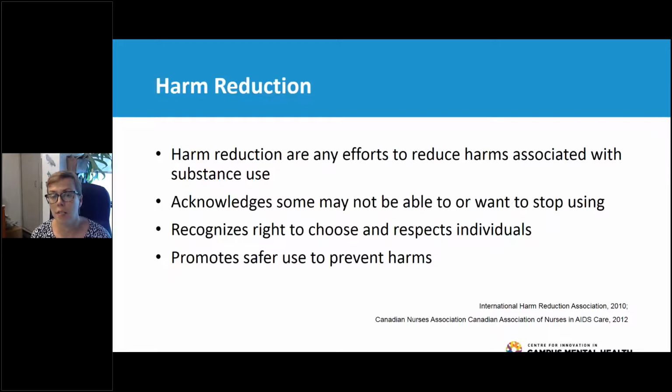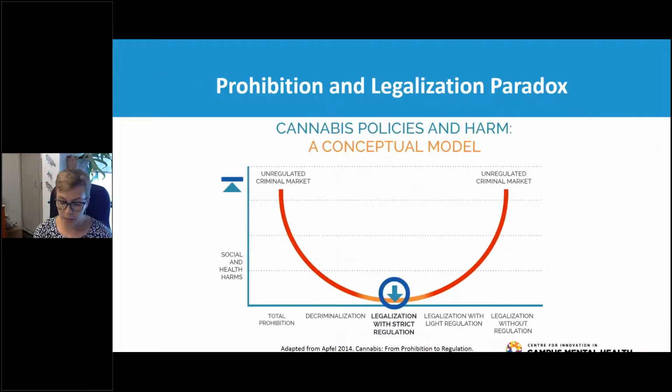And finally, the last concept that we address in section 1 is providing and presenting a conceptual model of cannabis policies. As you can see from this slide, it illustrates how total prohibition on the left-hand side to unregulated legalization on the other side can result in similarly severe health and social harms. Our current system, so pre-legalization, can be described as prohibition. That's where the use and possession of cannabis is punishable by law. And we know that there have been certain populations that have experienced unjust persecution as a consequence of cannabis prohibition.